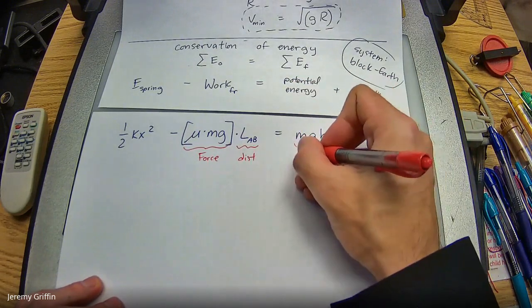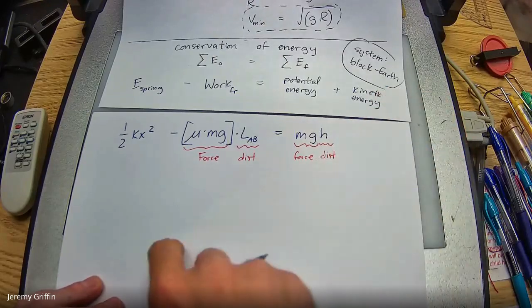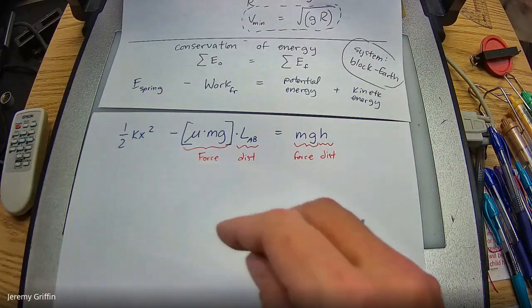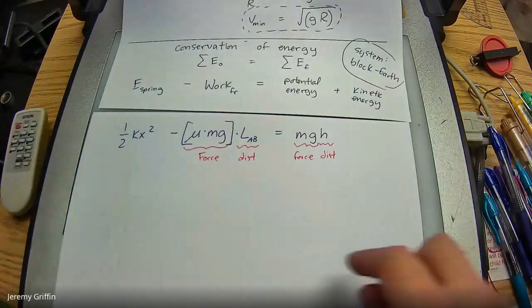This, mg, is a force. h is a distance. And 1/2 kx squared, well, that was sort of a force times distance too. It was just a variable force. So it worked out kind of funny, but it's the same concept.